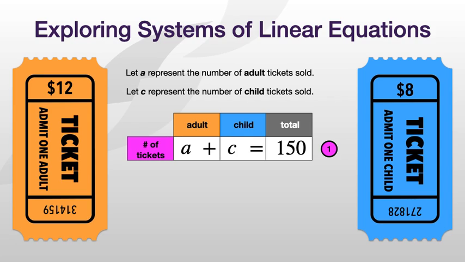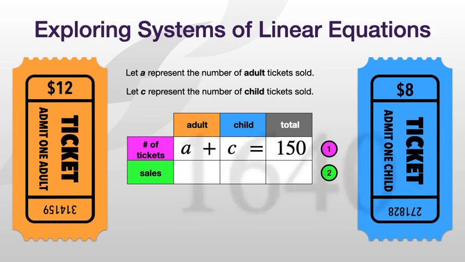The second equation relates the sales from these tickets. A total of $1,640 was made in ticket sales, some from adult tickets and some from child tickets. To determine the sales from the adult tickets, multiply the number of tickets A by the cost per ticket, 12. So, 12A represents the sales from adult tickets only. Similarly, 8C represents the sales made from selling child tickets. 12A plus 8C equals 1,640.